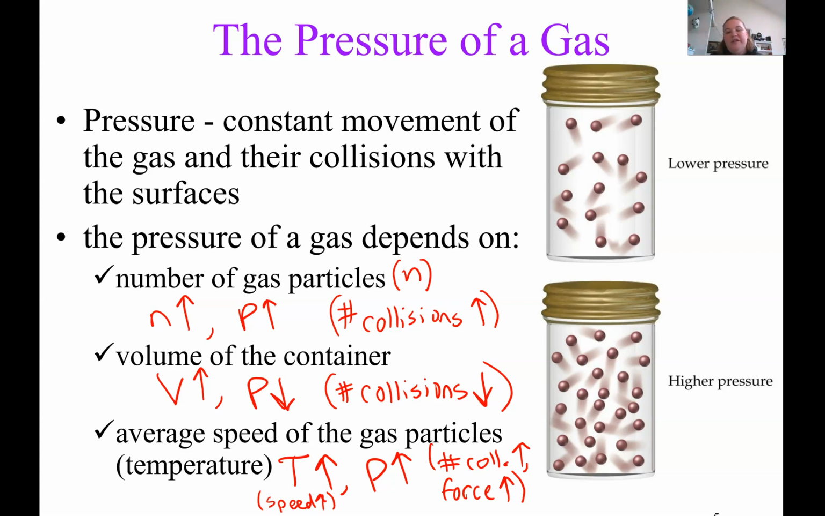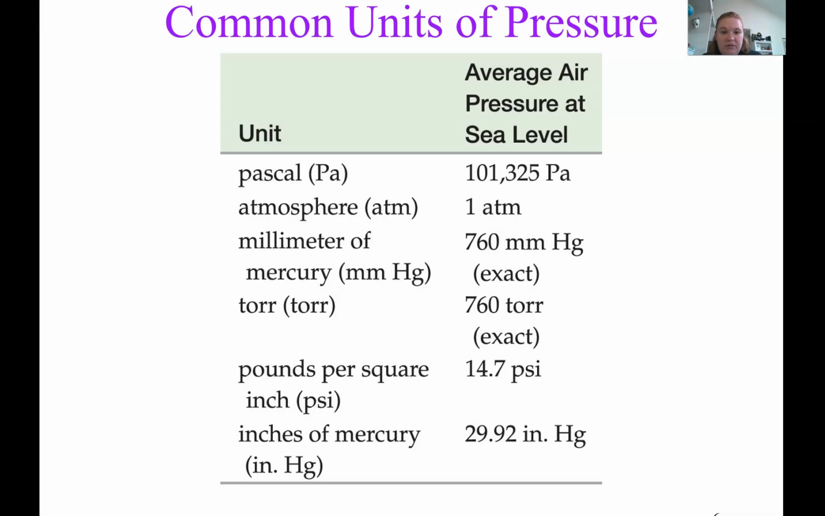Now, with these relationships, we're going to put them into mathematical equations. Before we do that, though, we're going to look at some units of pressure. So this is a table from your book. The most common ones that we use are atmospheres and millimeters of mercury. Notice that millimeters of mercury and torr are the exact same number. So everything in this column, these are all equal to each other, so we can use these as conversion factors.